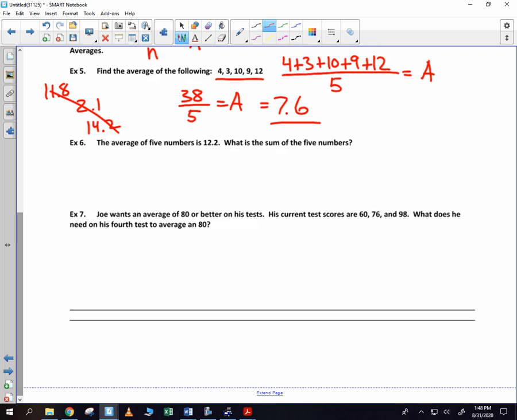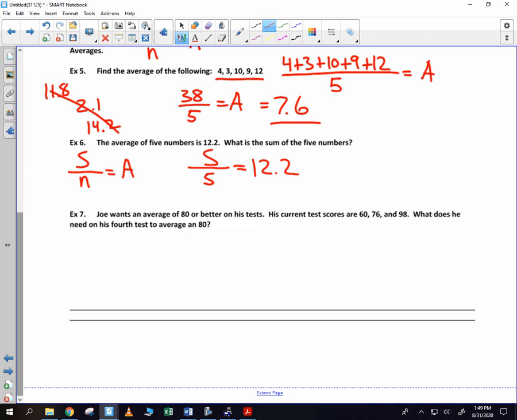Let's switch it up. It says the average of 5 numbers is 12.2. What is the sum of the 5 numbers? So again, sum divided by the number is equal to the average. So it says the average of the 5 is 12.2. So you know the average. What is the sum of the 5? How many things did you add up? You added up 5. It's wanting to know the sum.